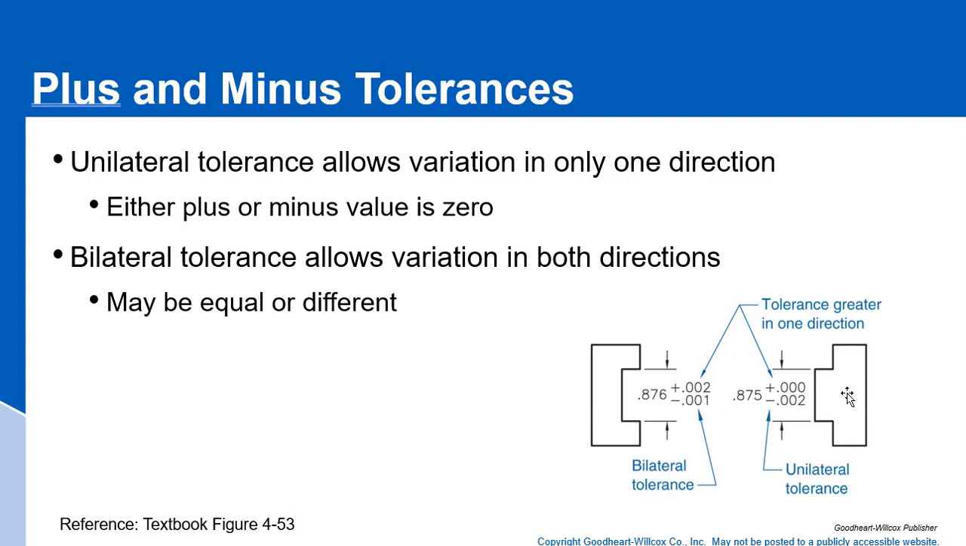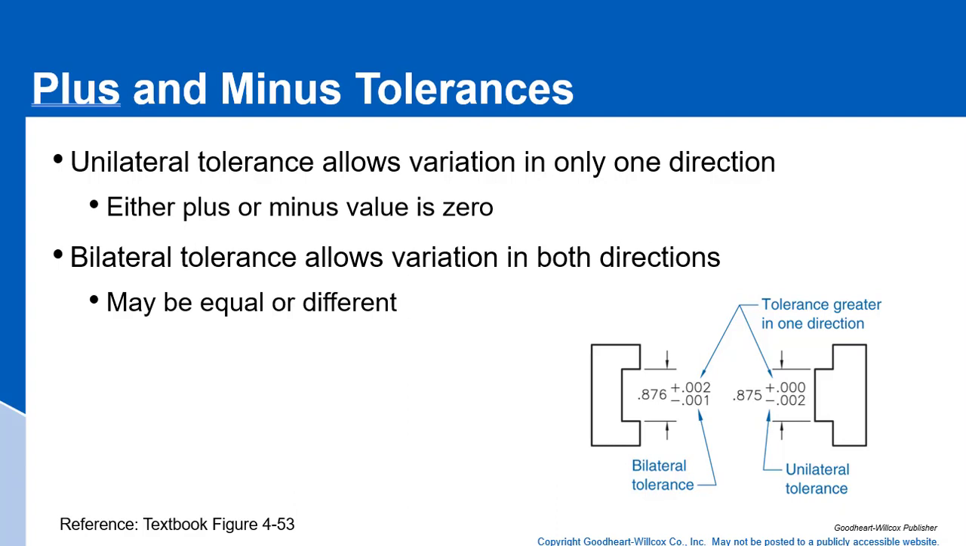In this manner, you're designing a plug here that fits into the slot. So bilateral tolerance allows variation in both directions. They may be equal or different. Equal bilateral tolerances are a special case.